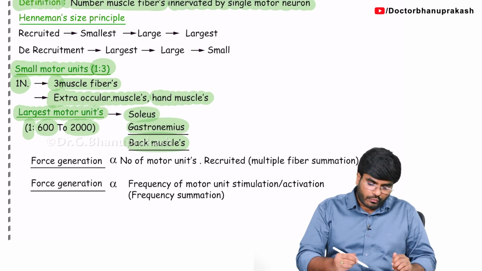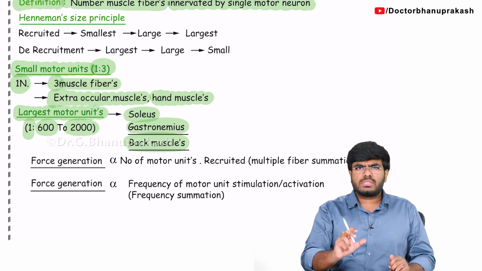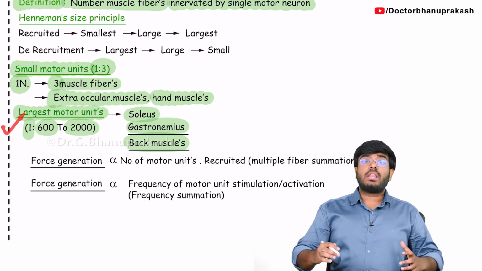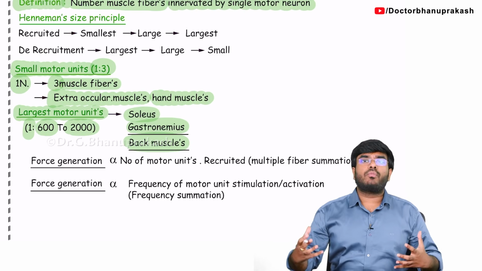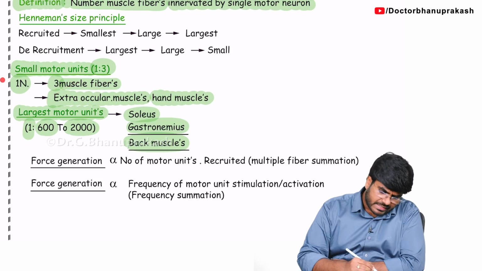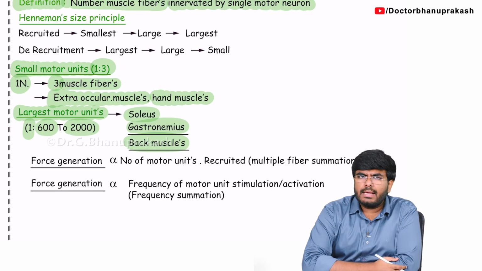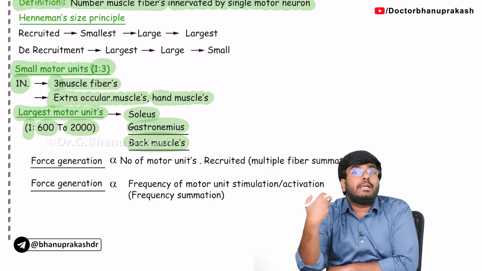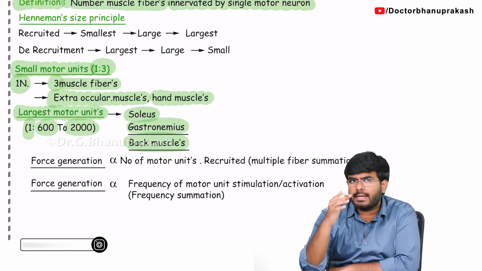Okay, so now for the generation of less force, for fine movements, you need to have the small motor units. For the generation of a large amount of force, you need to have larger motor units. Now, having said that, let me explain how these motor units are recruited.